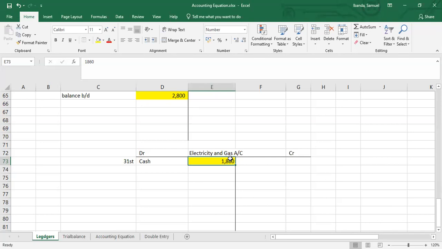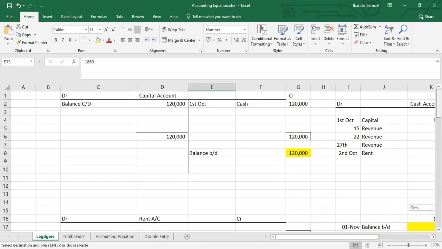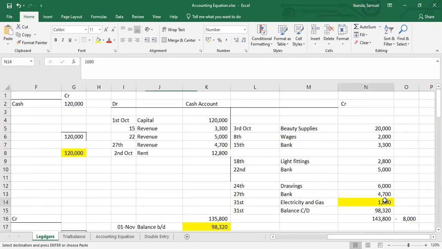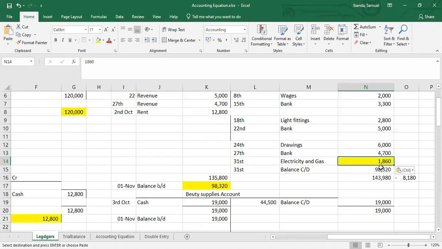So yes, somebody can also call it a transposition error, maybe where you record 1860, but we know very well the right value is 1680. But you take the same figure in here. Now that error will be an error of original entry. You get it? That will be an error of original entry where you've messed up both the two accounts at a go. You get it? So it's great for us to understand.